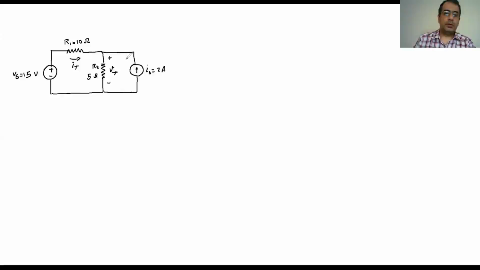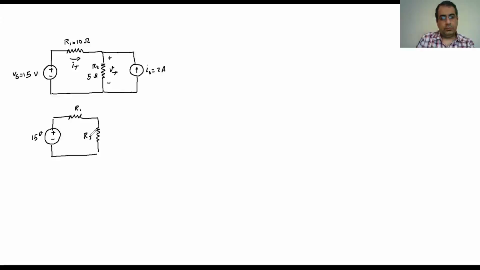To start, I'm going to zero the current source first. I assume the current source is 0, and then I analyze the circuit. So I'm going to draw that again here. The voltage source stays there, so I have the 15 volts here, and then I have R1 and R2.